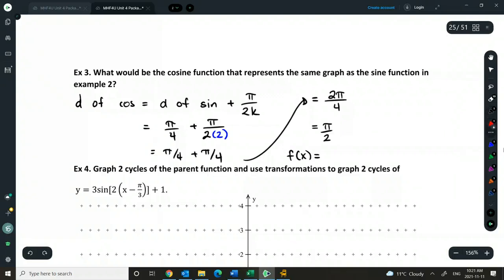All right, so we're going to plug in all the same things, except we're going to change that d value. And it's going to be minus pi over 2 when we plug it in.